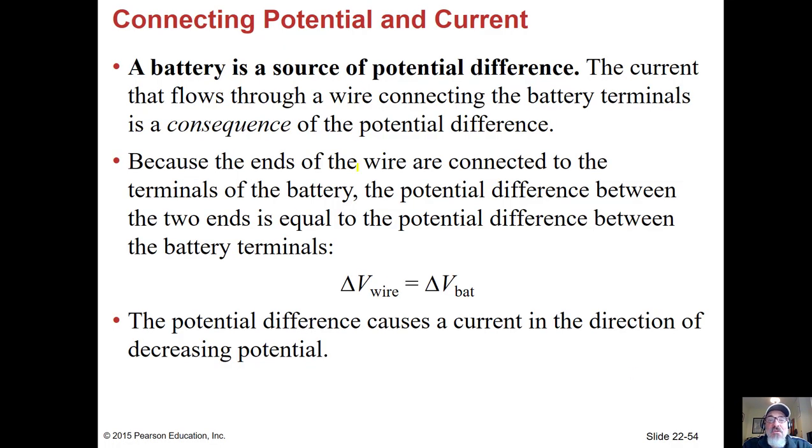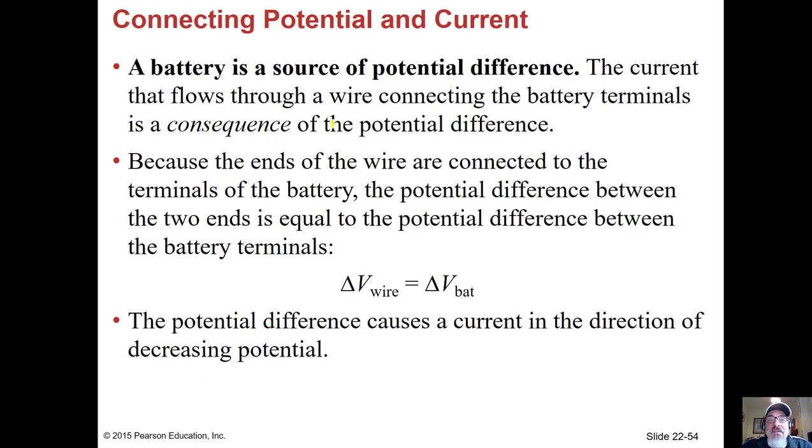So a battery is a source of potential difference. We talked about this last time, or voltage, in other words. It's a device that can do something for us. So the current that flows through a wire that connects battery terminals is because of this potential difference. So if you have a battery, you establish a potential difference.